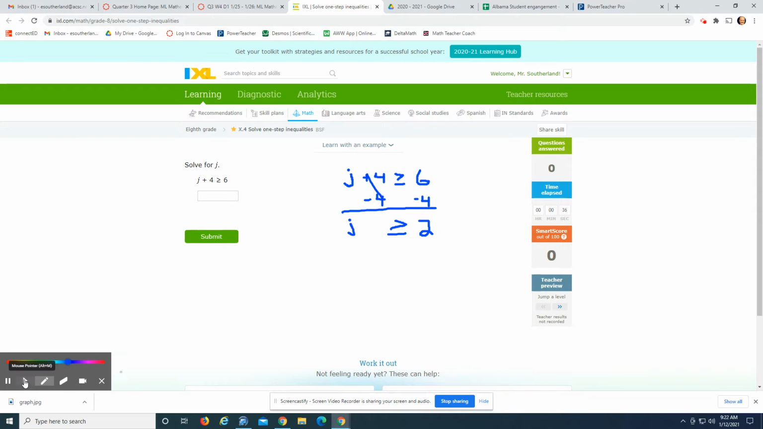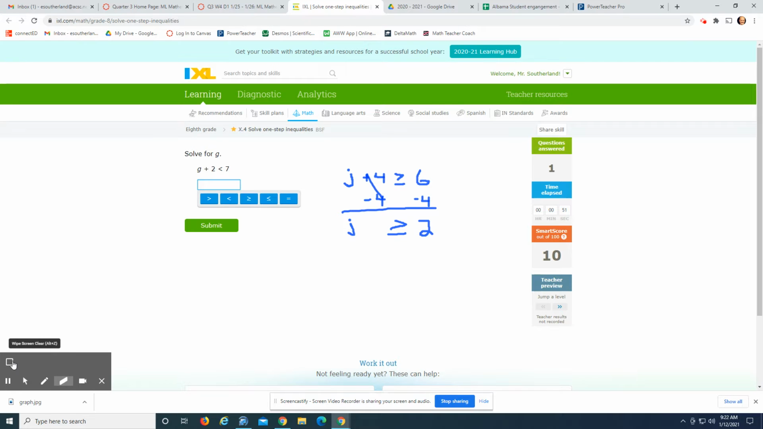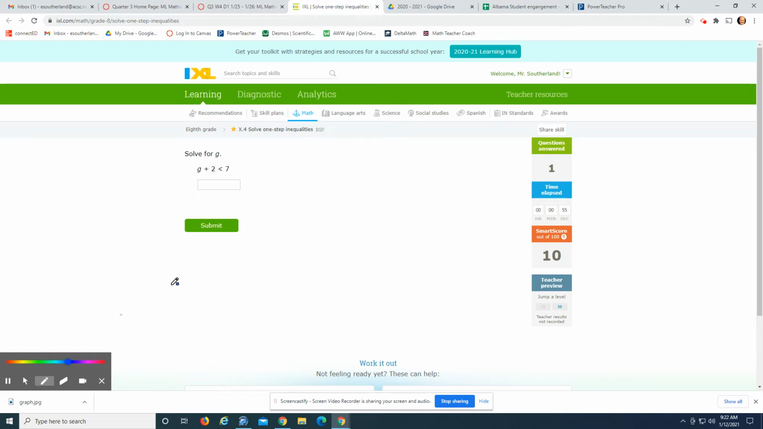And so then when you go type in your answer, it's j. Make sure you select the right sign. So the sign says greater than or equal to. So greater than or equal to. And then the answer was 2. And then we can go ahead and click on our screen.